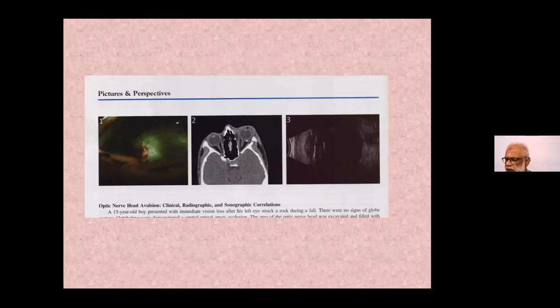This is a very rare situation actually, where the optic nerve had a burst. This is a serious RTA. Struck with a rock during a fall. How do we recognize avulsion? Disc hemorrhages around the disc.